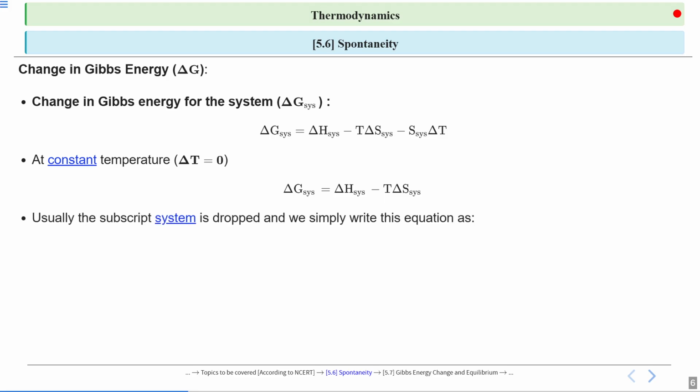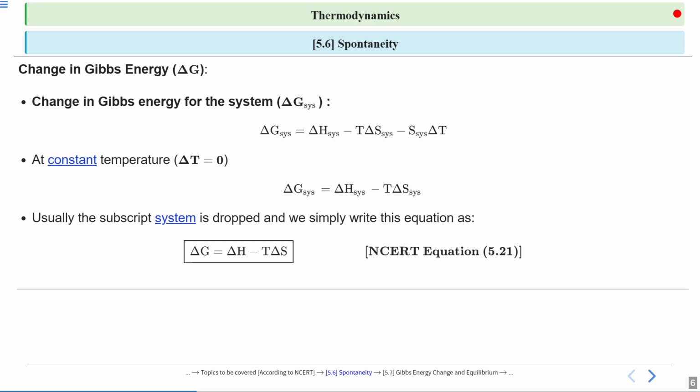Here the SYS that you are seeing is subscripting the system. If you want, you can drop this term also, and finally the equation can be written as delta G is equal to delta H minus T delta S. This equation is the one which you will surely notice in most of the textbooks, and this is NCERT equation 5.21. Now we will look at the different aspects of this equation.